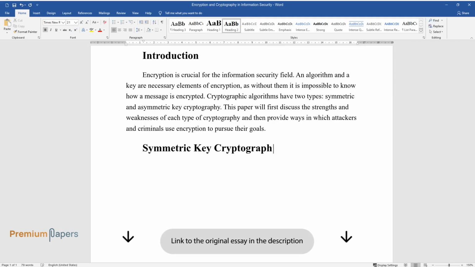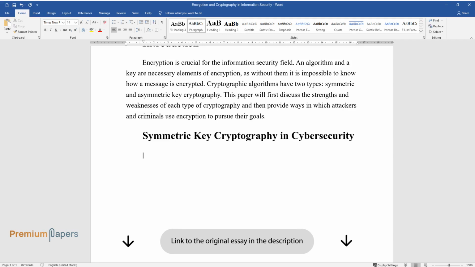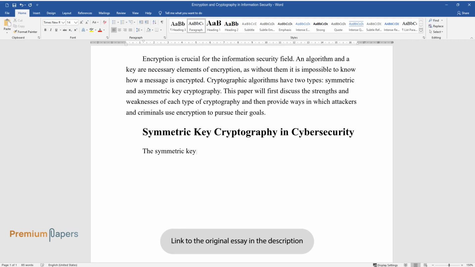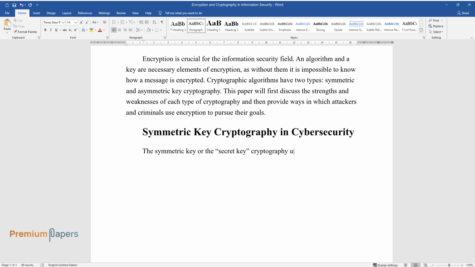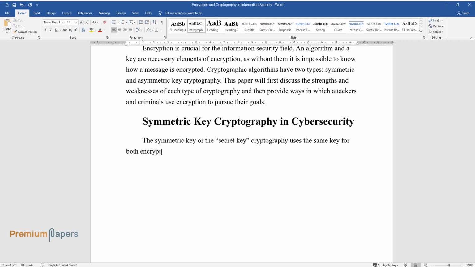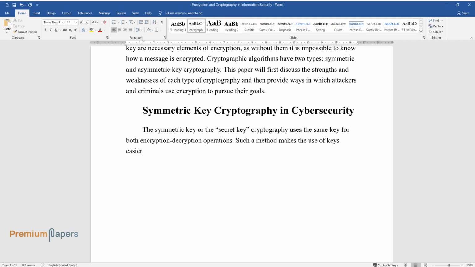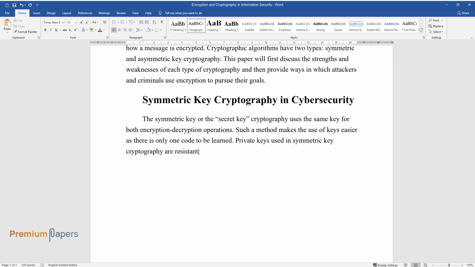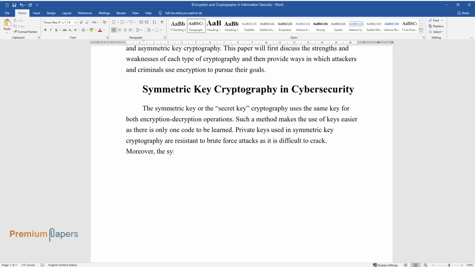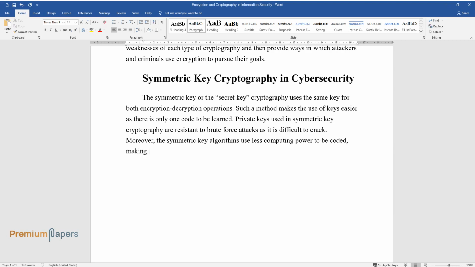Symmetric key cryptography in cybersecurity. The symmetric key or the secret key cryptography uses the same key for both encryption-decryption operations. Such a method makes the use of keys easier as there is only one code to be learned. Private keys used in symmetric key cryptography are resistant to brute force attacks as it is difficult to crack. Moreover, the symmetric key algorithms use less computing power to be coded, making encryption processes accessible.